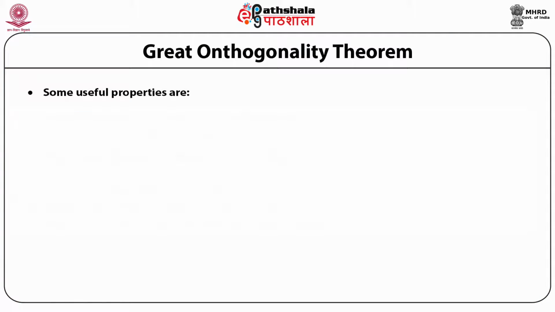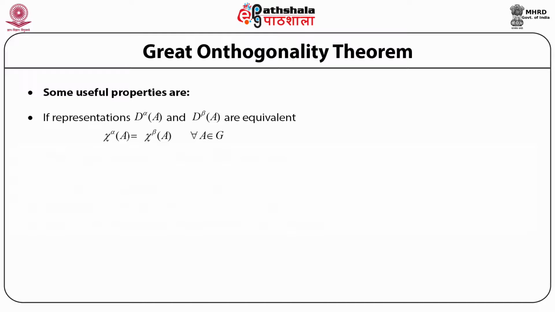Now, there are some useful properties which follow from the character of the representations. The first property is this: if representations D alpha(A) and D beta(A) are equivalent, then their characters are equal. That is, chi alpha(A) is equal to chi beta(A) for all elements A belonging to the group G.